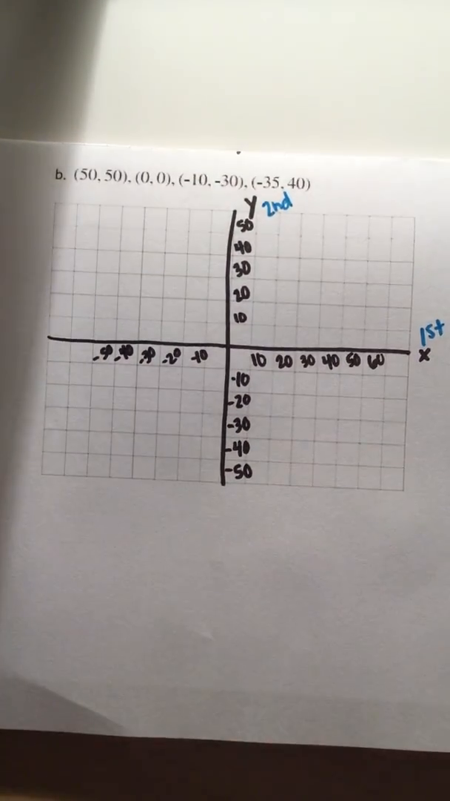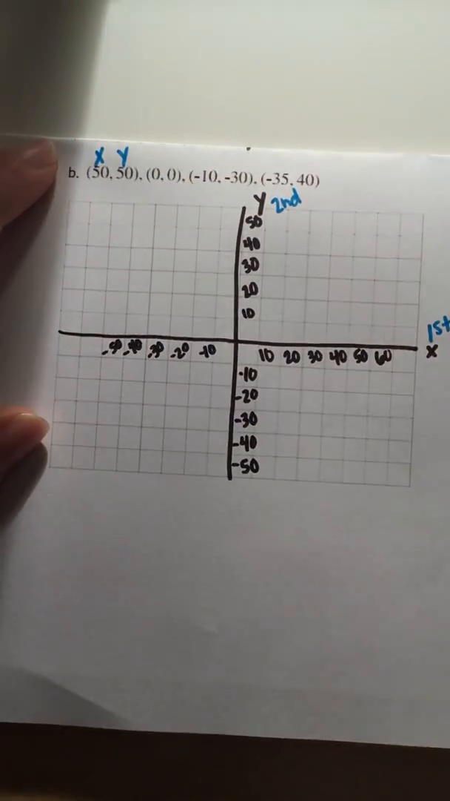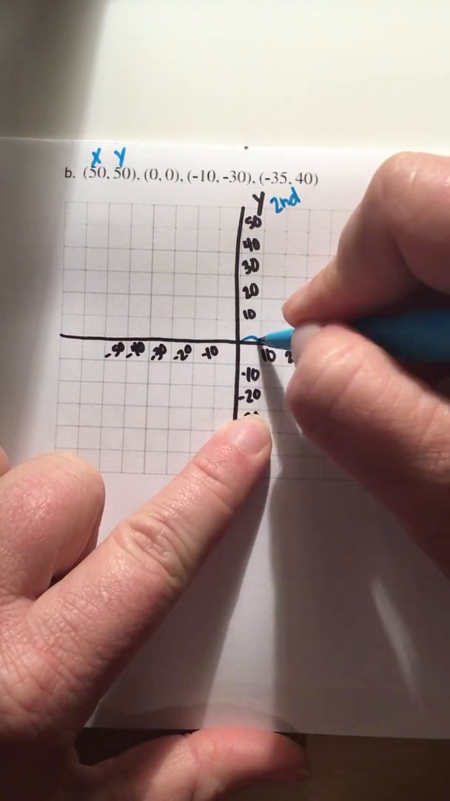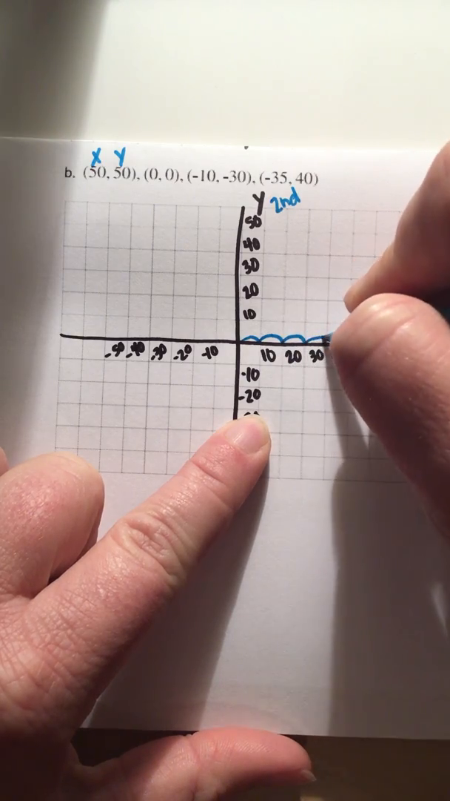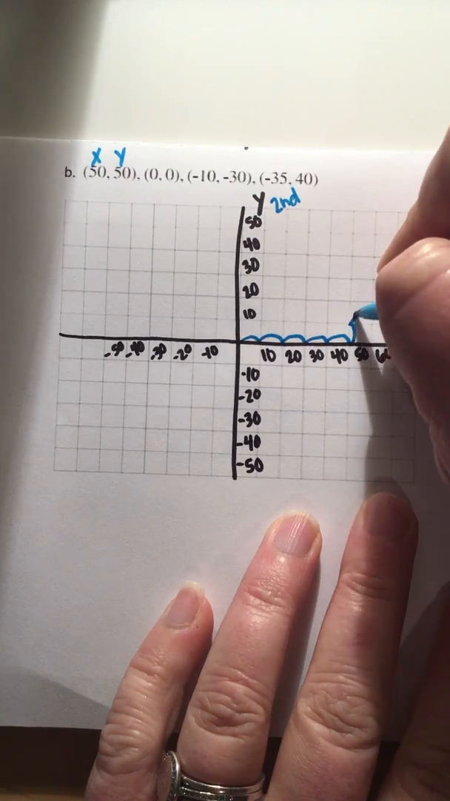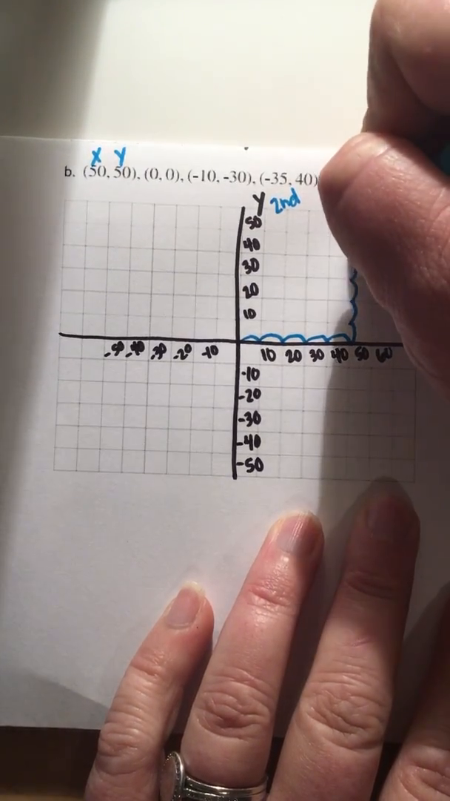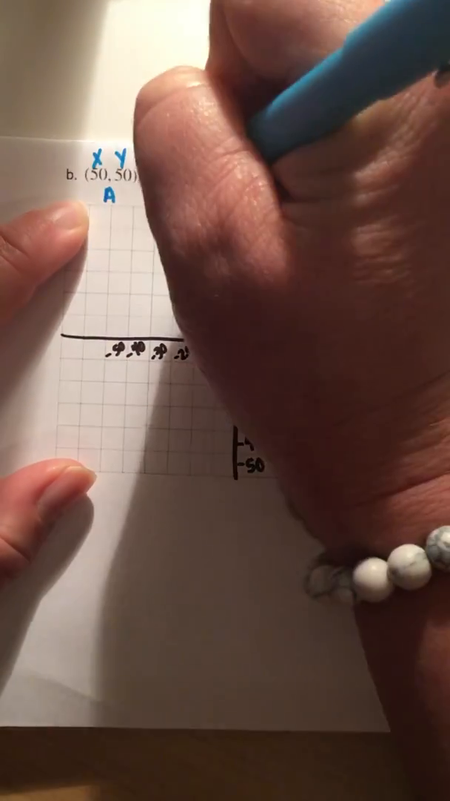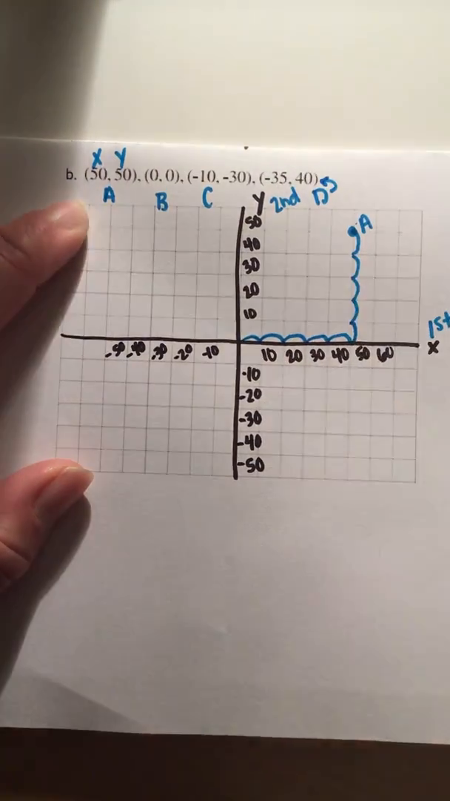So looking at the first one, we have X and Y. So we're going to go to the right 50. So 10, 20, 30, 40, 50. And then we're going to go up 50. 10, 20, 30, 40, 50. And that's going to be point A. This is A, B, C, and then D goes with that one.